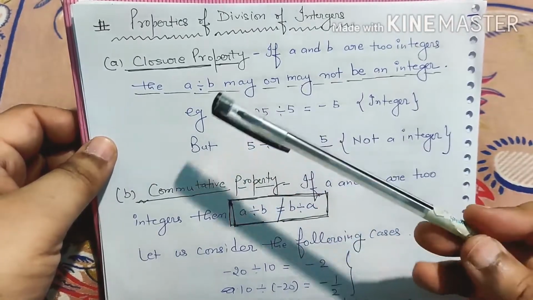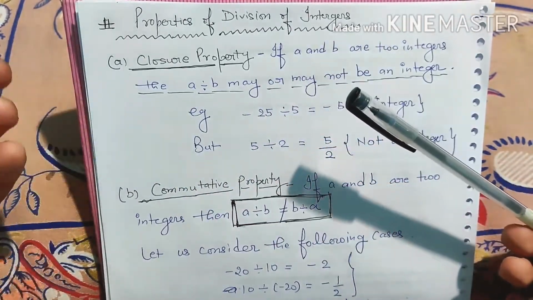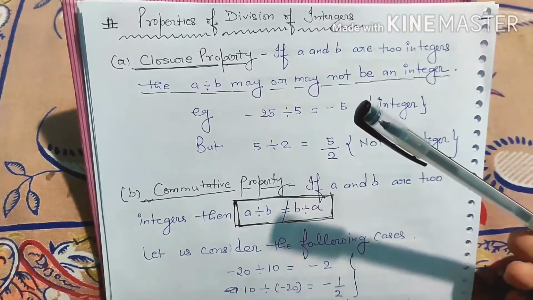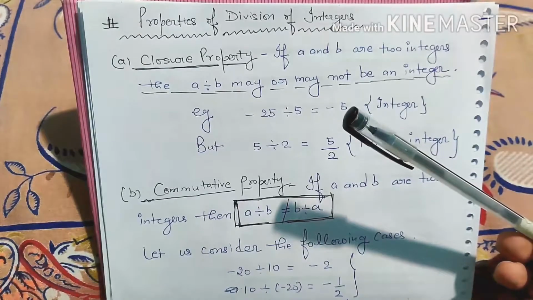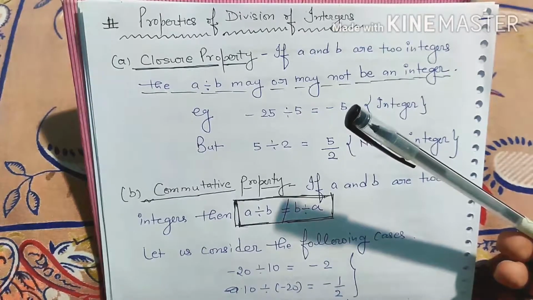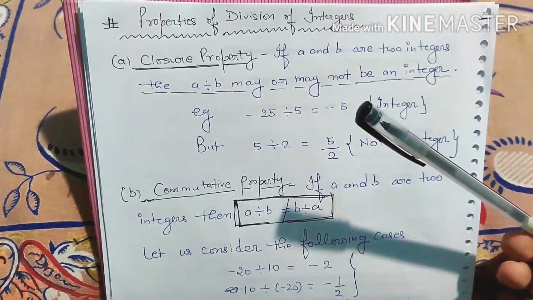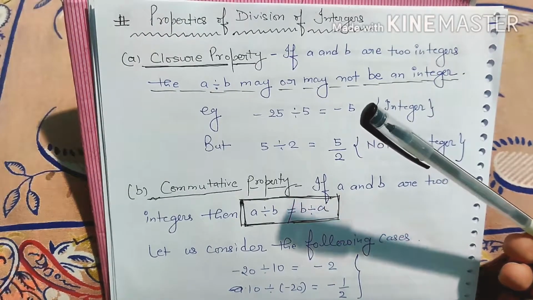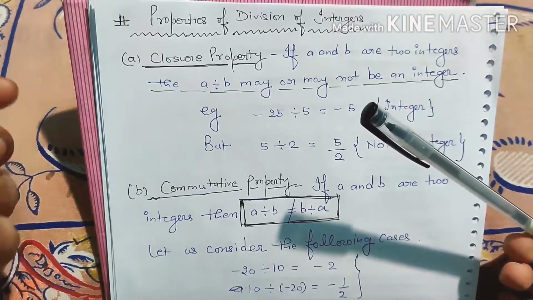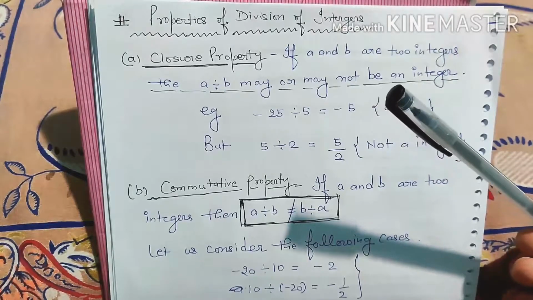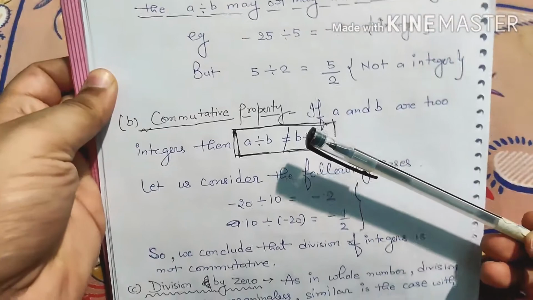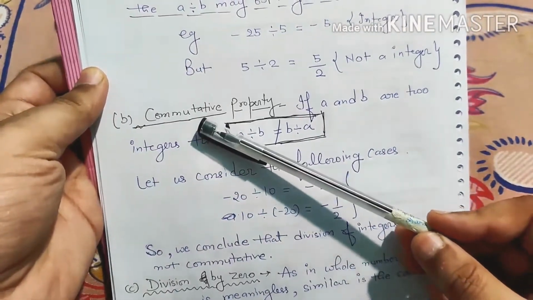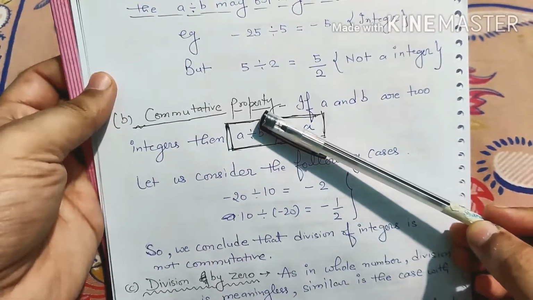So we can say that the closure property of integers in division may or may not hold, because the answer may be an integer or not an integer; the answer comes in fraction or decimal. Okay, understand? Now number 2, commutative property.